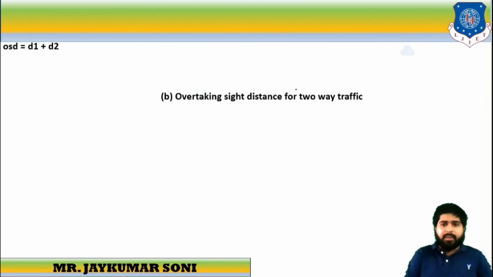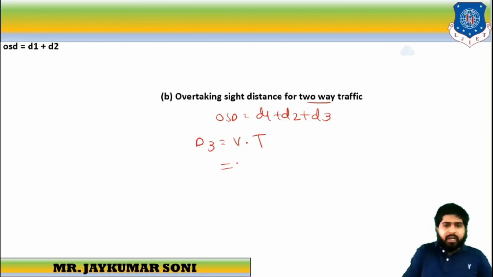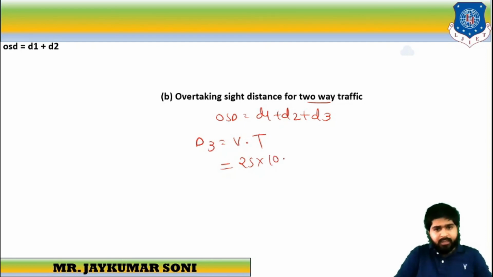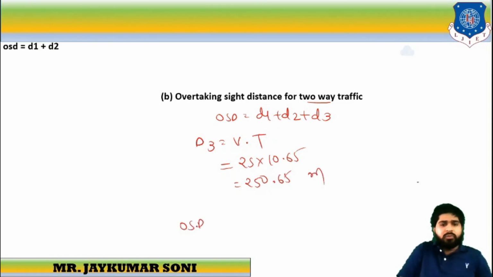Now the other part of this example is to calculate the same thing for two-way traffic. See, OSD for one way is D1 plus D2. If it is two-way, which means a cross-moving vehicle is there, so D3 we have to add. We have to calculate D3, that is V into T. We have the value of V, it is 25, and here it is 10.65. So it is 250.65.